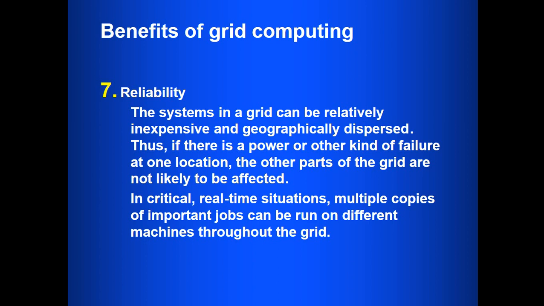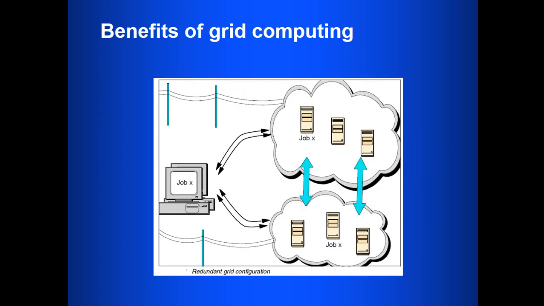In critical real-time situations, multiple copies of important jobs can be run on different machines throughout the grid. You can see this situation in the figure on the next slide.